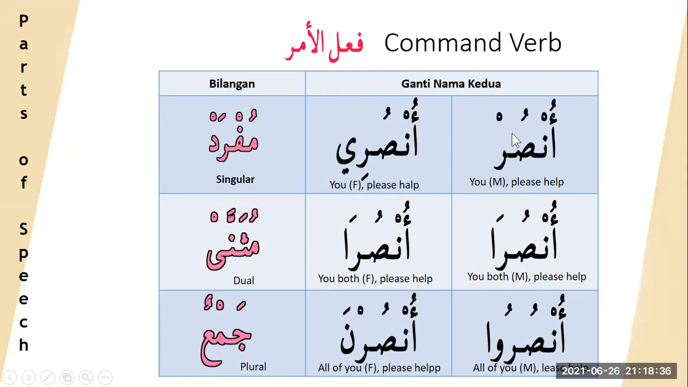So for a command verb, there are only 6 forms for male and female, because you only command the second person, the person in front of you. So there's no third person command. Okay, you have unsur, you help; unsuri, you to help; unsuru, all of you help. For female, there are not many: unsurna. The short na at the back always refers to feminine plural. Darabna, unsurna, nasarna, all the short ones. The short na at the back refers to feminine plural.